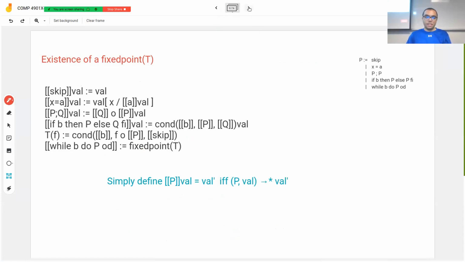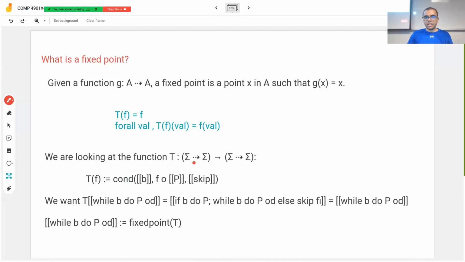That's it. So what is the F? It's just a parameter for T. This is how I'm defining T. I defined my T as a transformer that gets a function and gives me another function. So the function that T gets is F.